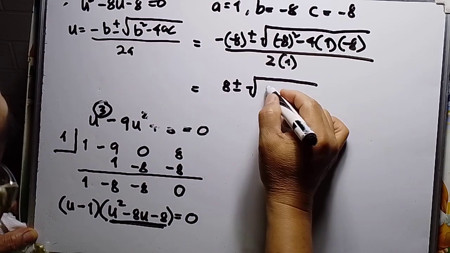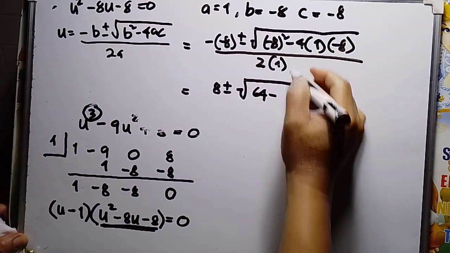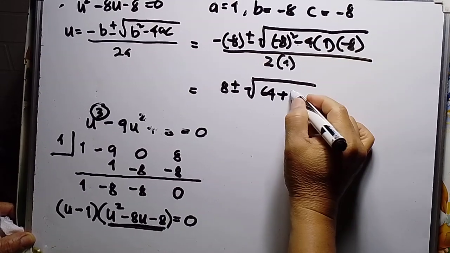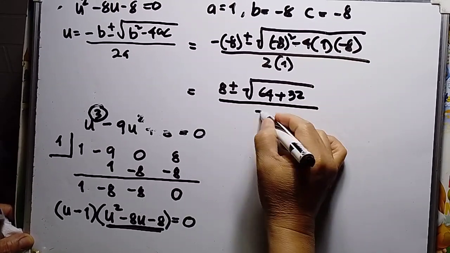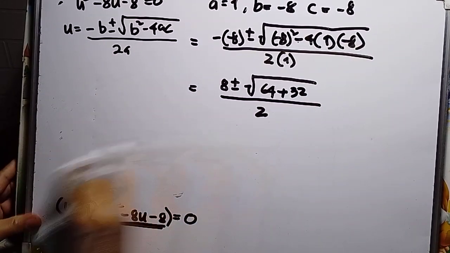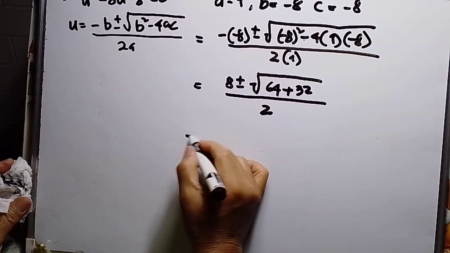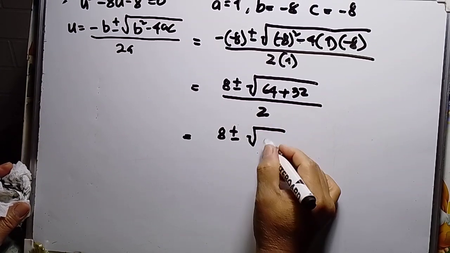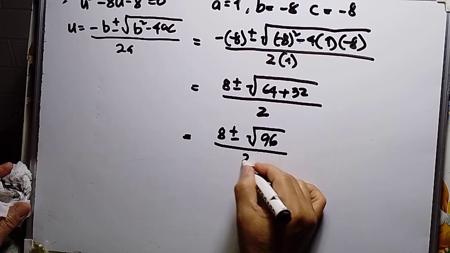squared, that will be 64. Minus, take note, minus, that will be plus. So 4 times 8 is 32. And this will be over 2. This will be 8 plus and minus. So sum up this one, that will be 96 over 2.